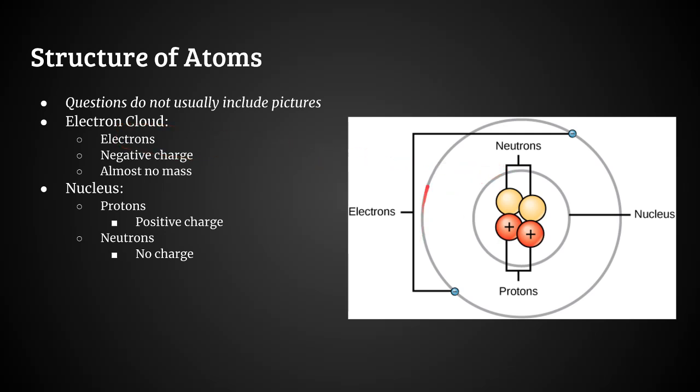Electron cloud, that would be this right here. This is where the orbitals are at. It contains the electrons. They have a negative charge and very little mass. And then you have the nucleus right here. That contains the protons, which have the positive charge, and the neutrons, which have no charge.